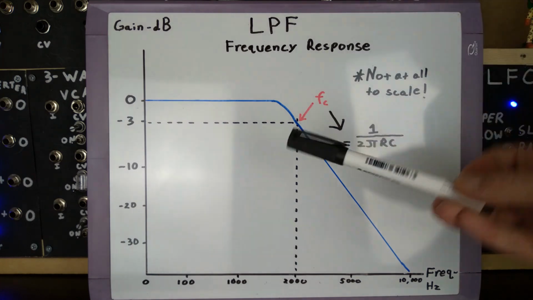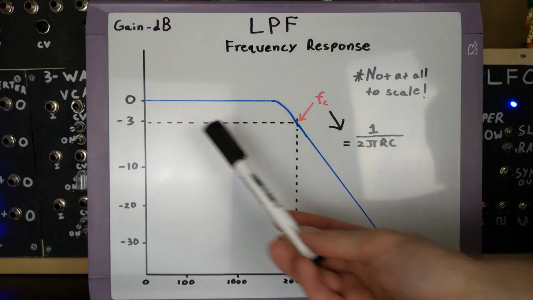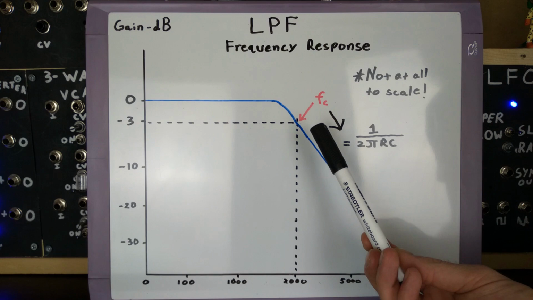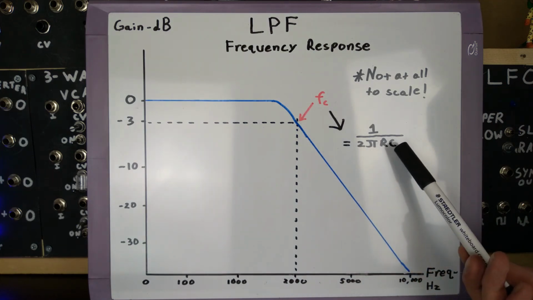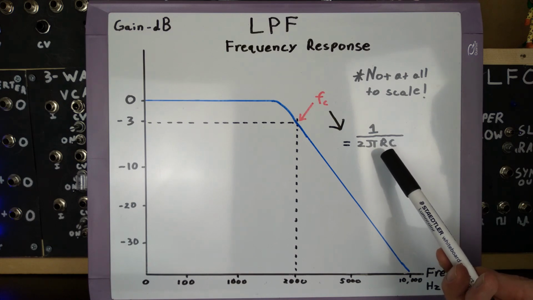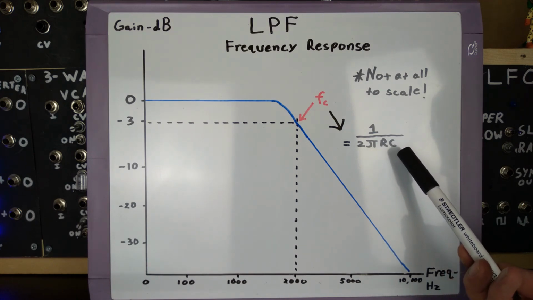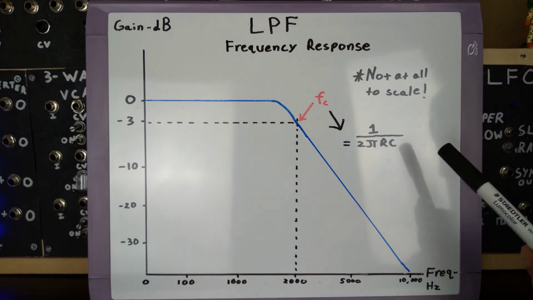And this point here, where our signal dips down to minus 3 dB, is known as our cutoff frequency, denoted by this formula just here, where R represents the resistor value and C represents the capacitor value, which we'll get to in just a minute.